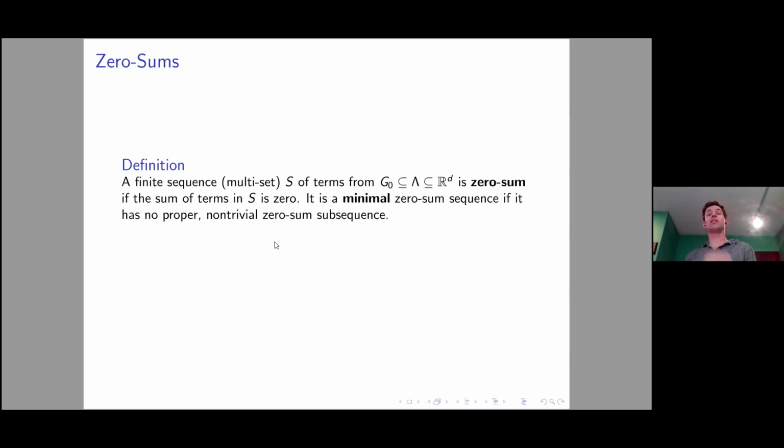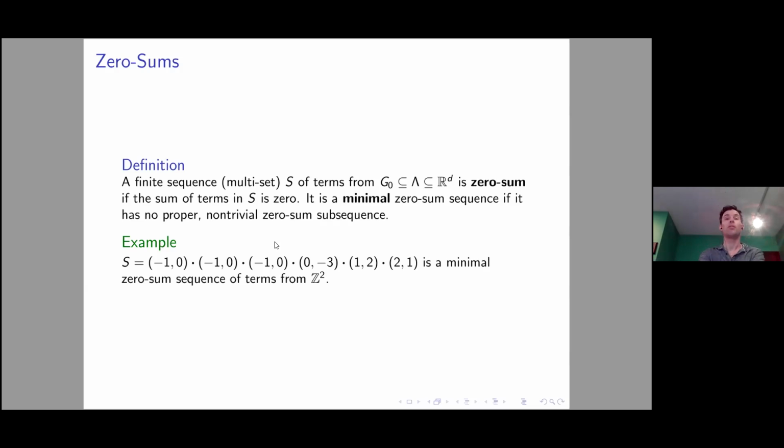And we're going to say that it's zero sum if all those terms that occur in the multiset or sequence, as the tradition holds, sum up to zero. And it's a minimal zero sum sequence if there's no proper non-trivial zero sum subsequence, which of course is the same thing in this setting as saying that you can't partition the sequence S into two smaller subsequences, non-trivial ones, which both sum up to zero.